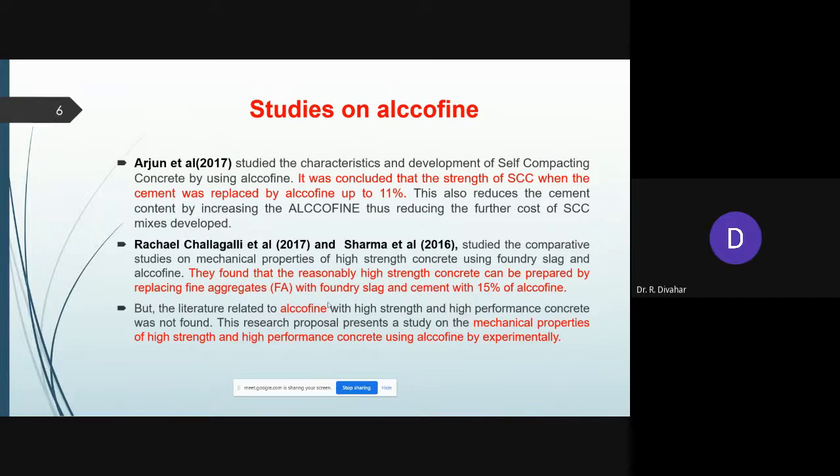I have collected more than 40 papers related to alkafine, none of them done by using alkafine replacement with high strength and high performance concrete. Only two were explained here. Due to time constraint, I am forwarding to this slide.